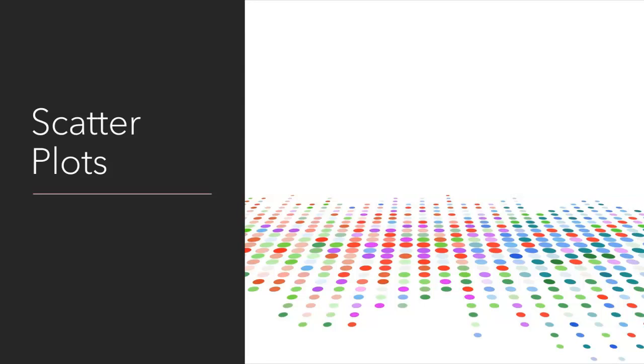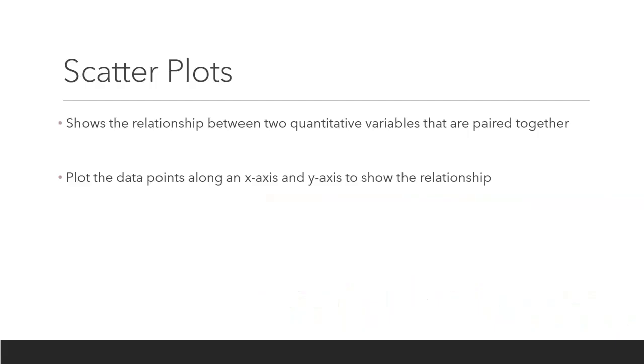Let's talk about scatter plots. So a scatter plot shows the relationship between two quantitative variables that are paired together. And then you plot those data points along an x and y axis to show that relationship.